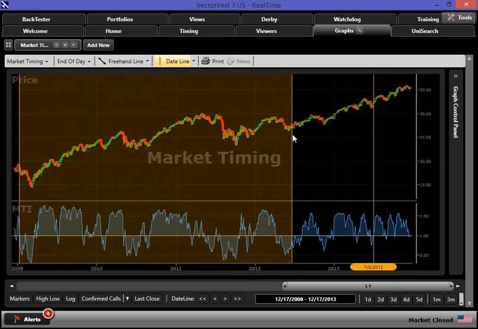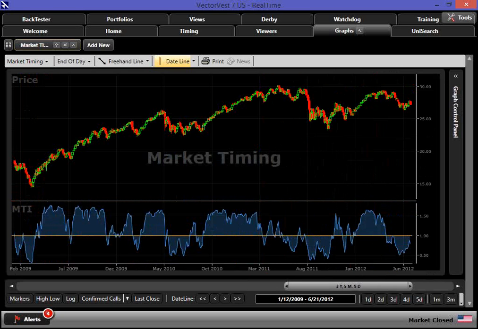Maybe a 6-month time frame here. Remember, the MTI's job is to identify for us the underlying trend of the market. It's on the 0 to 2 scale. The neutral line running through the middle is 1, so that would be sideways market action. Downtrends are downward, uptrends are upward.